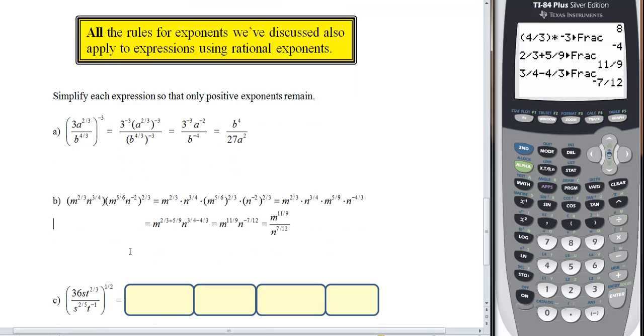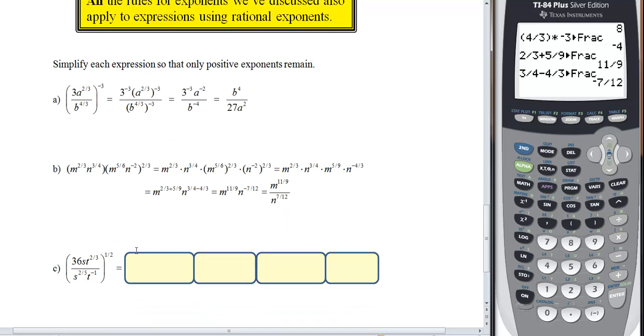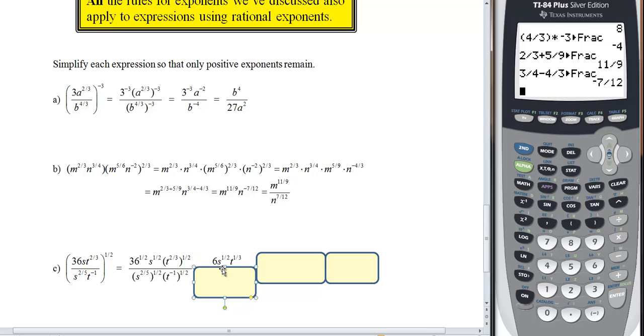So you might need to go back and re-look at your rules. So in this one, the 1/2, since it's following this exponent, I've got to distribute it to everybody. So let's see if I've done that. 36 to the 1/2, s to the 1/2, t to the, I haven't multiplied through, but that should give me 1/3 here. See, 36 to the 1/2, that would be 6, s to the 1/2, and t to the 1/3. This would be s to the 1/5 if you multiply, and t to the -1/2. Let's see if we got that.